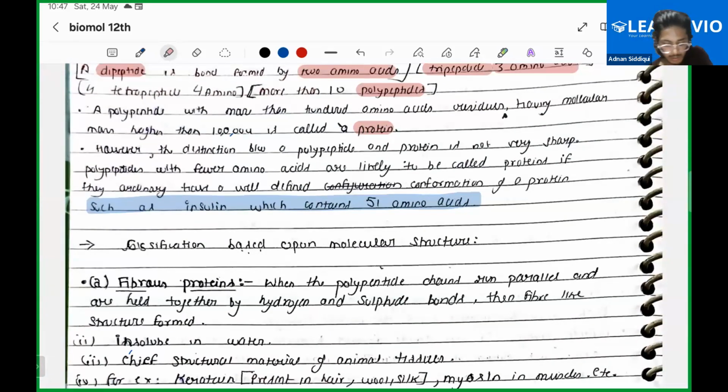This is just normal theory. The distinction between polypeptide and protein is not very sharp. Polypeptides with fewer amino acids are likely to be called proteins if they ordinarily have a well-defined conformation. They won't ask you a question from this. This is just for general knowledge, you can give it a read.